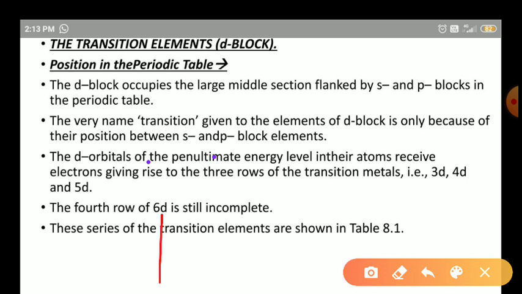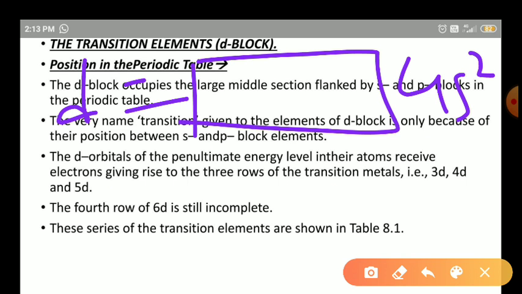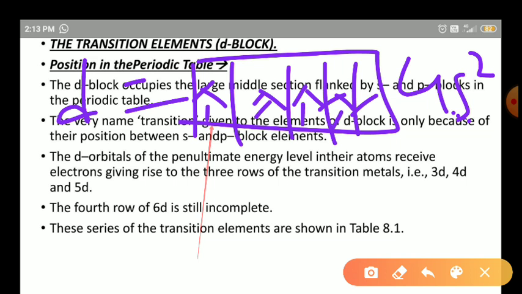So here, in the d block elements, electrons are first shifted to the 4s orbital. After filling the 4s2, it receives electrons in the d orbitals, 1, 2, 3, 4, 5.